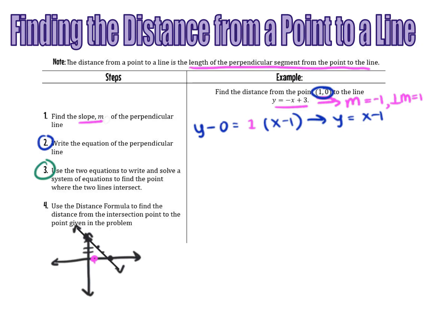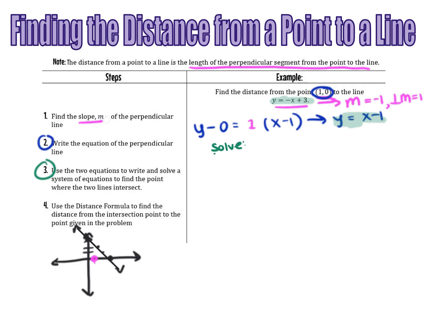The third thing we're going to do is, now we have the equation of two lines. Two perpendicular lines, right? What we need to do is figure out where these two lines intersect. So we're going to go back to an Algebra 1 topic where we're going to figure out where they intersect by solving this system of equations.